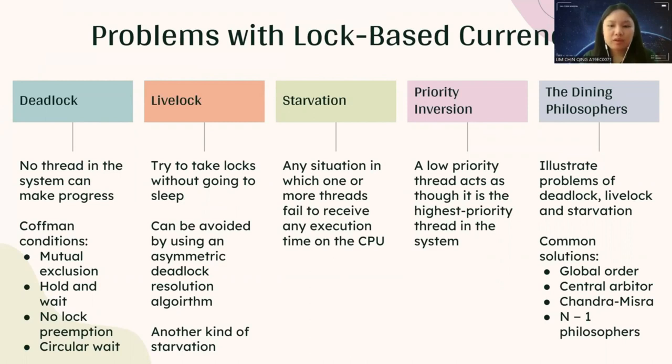Starvation occurs when a higher priority thread or process continually acquires the lock on a shared resource, preventing lower priority threads from accessing it. Priority inversion happens when a high priority thread is blocked by a lower priority thread that is currently holding a lock on a shared resource. The dining philosophers problem involves a group of philosophers who share a circular table and alternate between thinking and eating. These problems lead to system performance degradation and also a reduction in throughput.